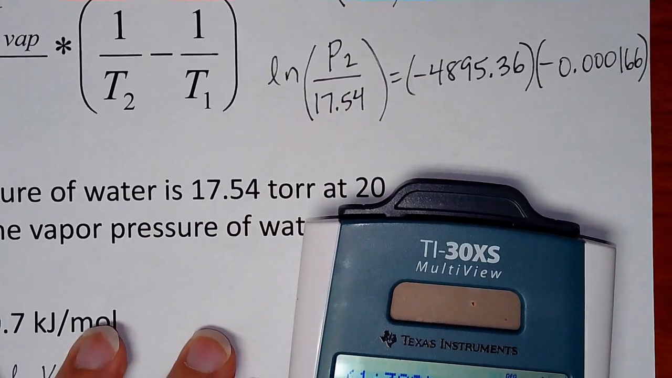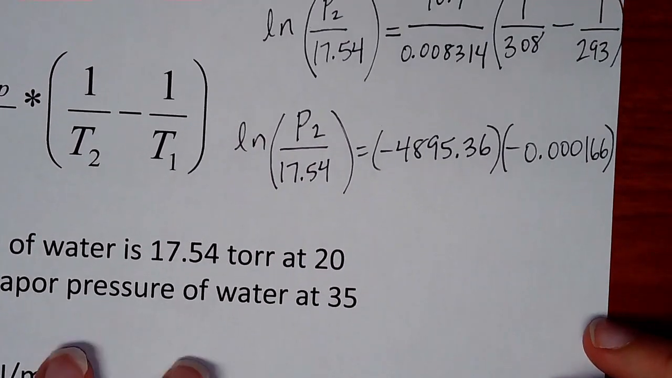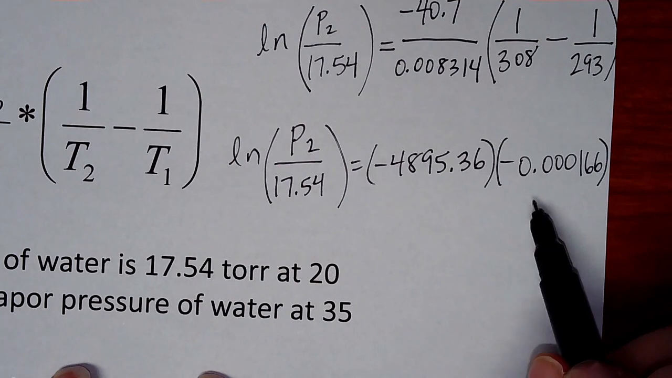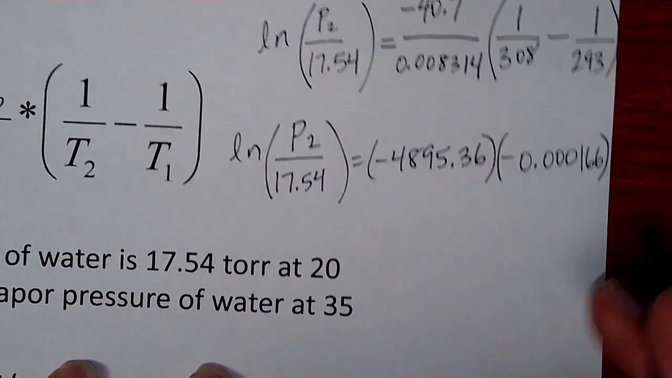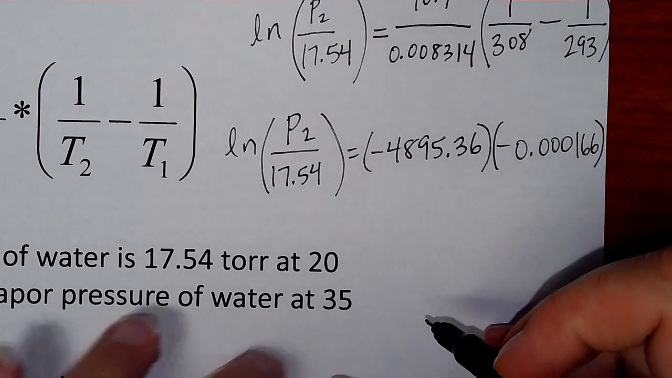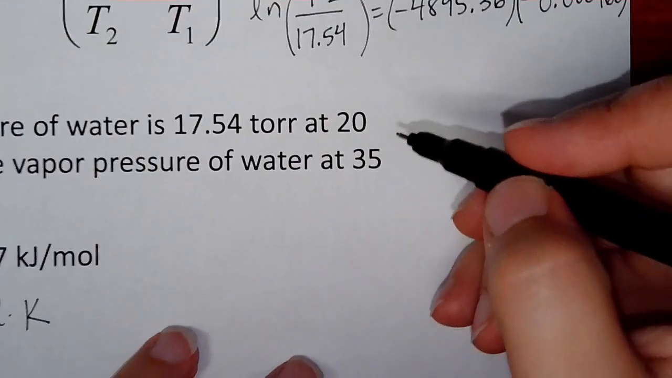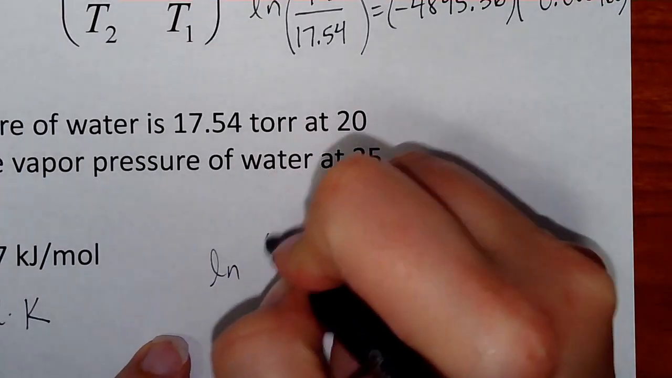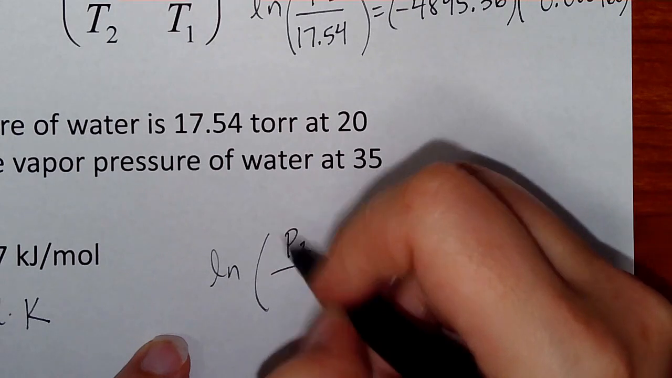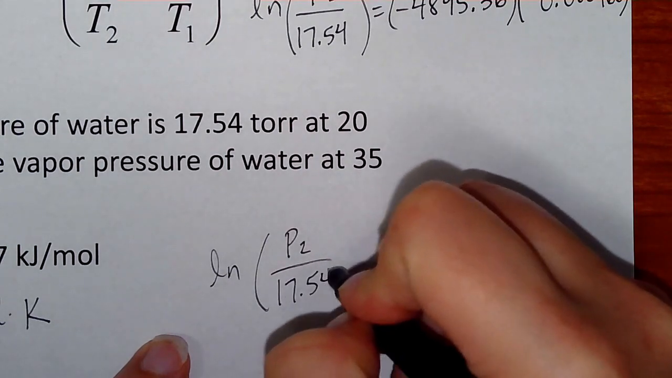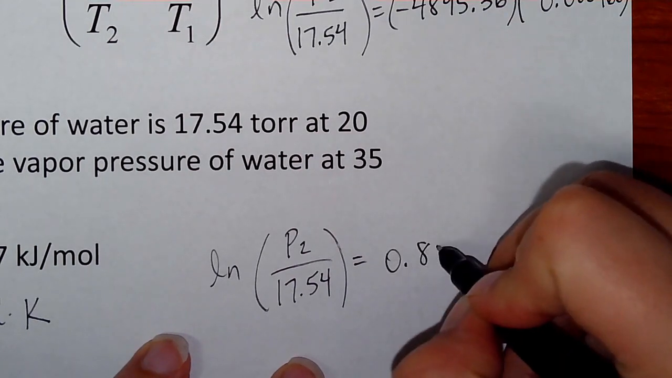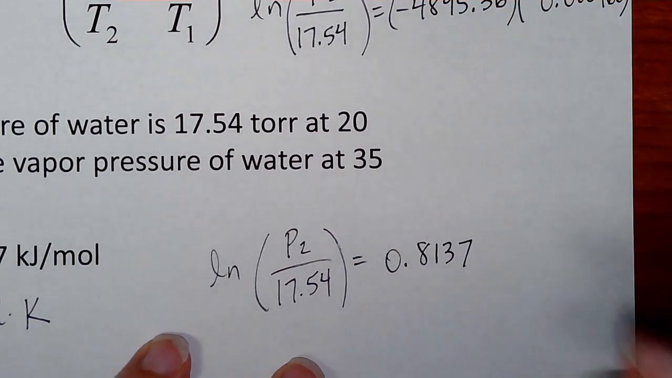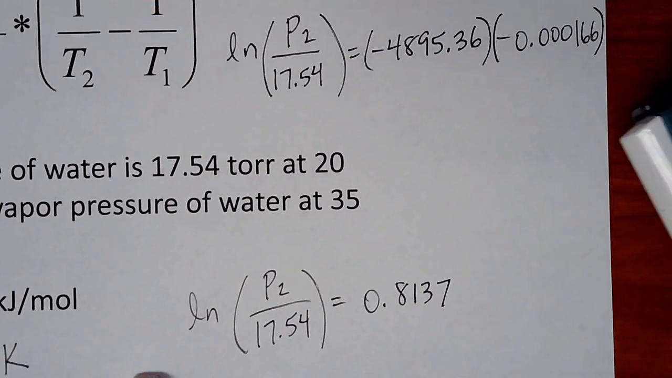Alright, so I've got those two parts of my equation, then I'm going to multiply them together. And the negatives will cancel out and go away. So now I have ln of P2 over 17.54 is equal to 0.8137. Alright, from multiplying those two together.